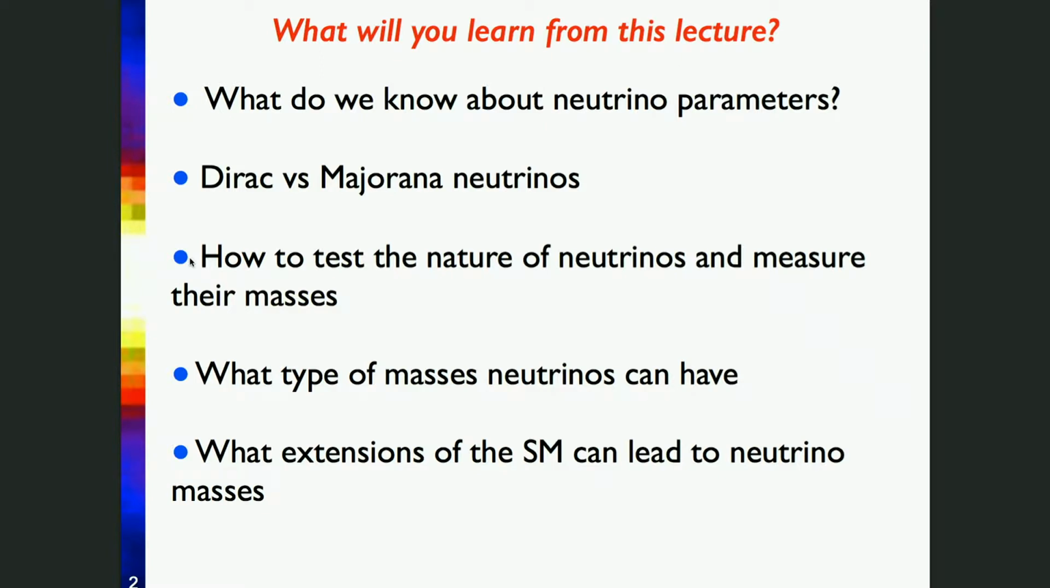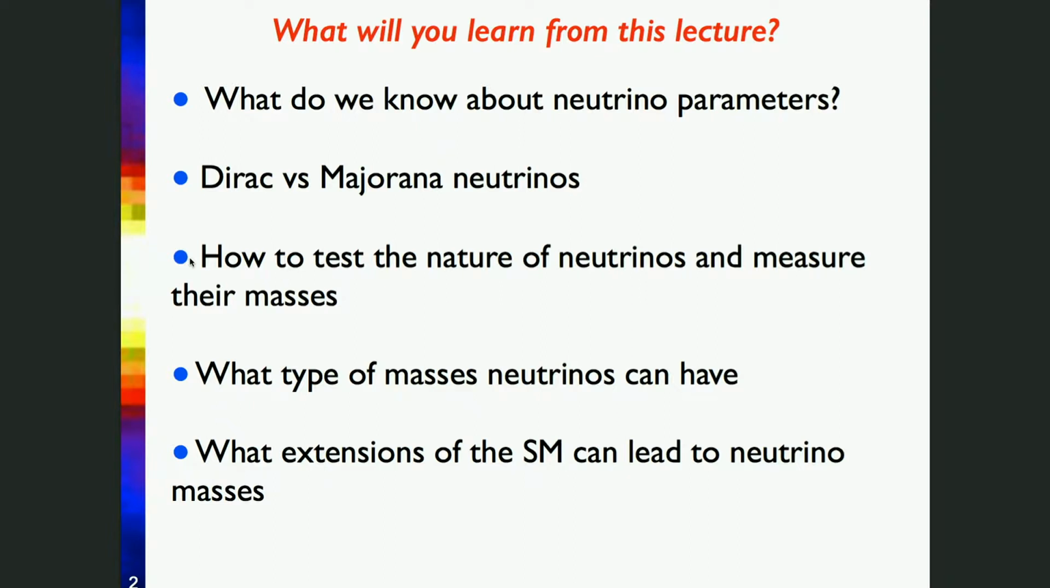You have to look at the processes which violate lepton number. The most sensitive is neutrinoless double beta decay, even if there are other ways that I will actually not discuss because they are much less sensitive than that. And then we will look at what type of masses neutrinos can have. Probably this has already been discussed by Yossi in his lectures. So Dirac masses and Majorana masses.